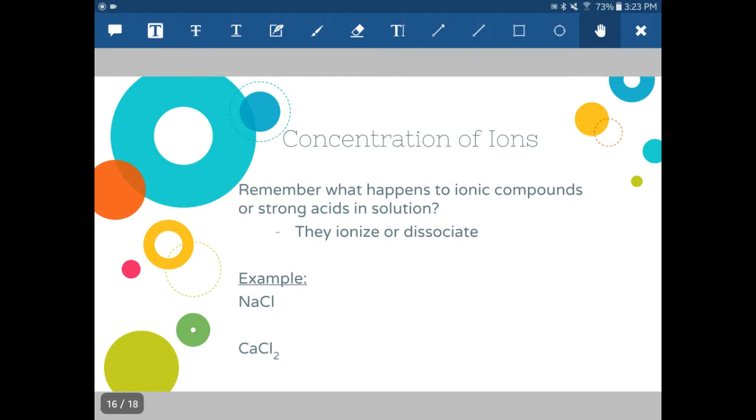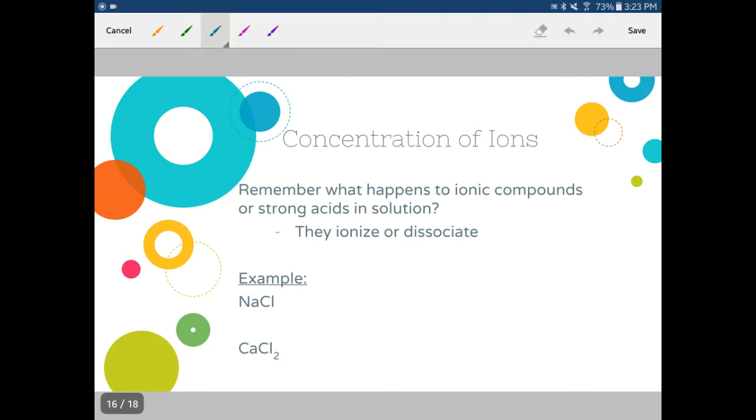So a couple more things that we need to talk about before moving on is that we can also look at the concentration of particular ions. So when we have ionic compounds or strong acids in solution, if it's an ionic compound or a base, they dissociate. If it's an acid, they ionize. So for example, if I have NaCl, we've seen this example before, it dissociates into Na positive and Cl minus.